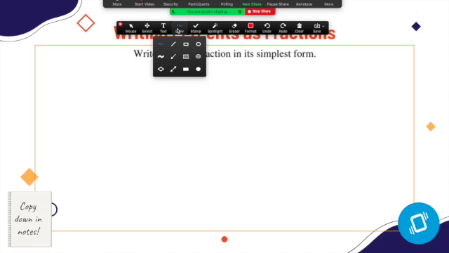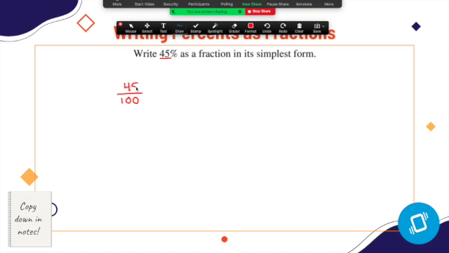So whenever we're writing a percentage as a fraction, the first thing that I want to do is always create the fraction with the 100 as our denominator. Whatever our percentage is always going to go on top of our fraction. Then the last step is just to simplify it.